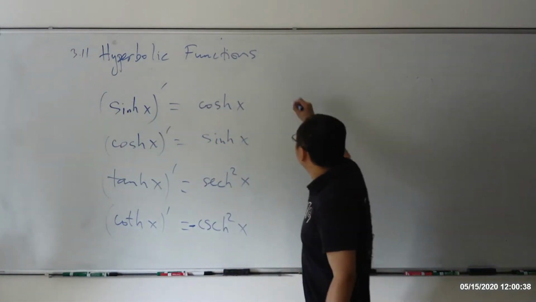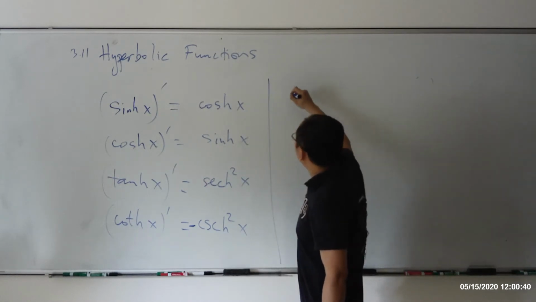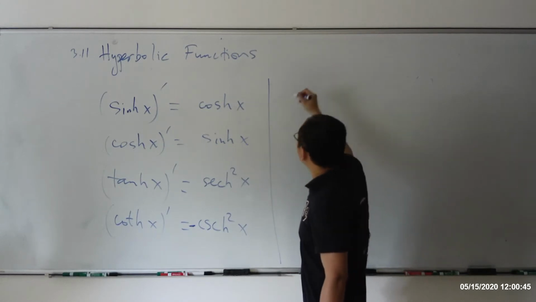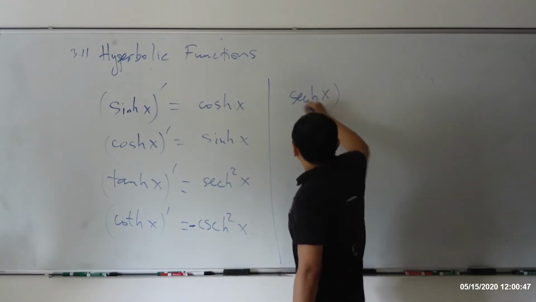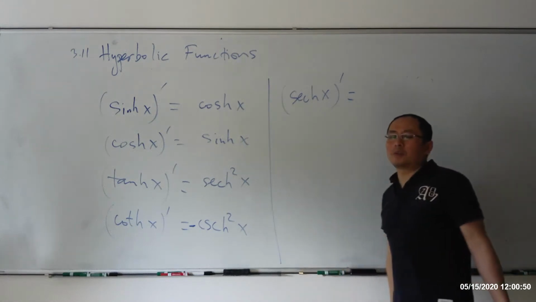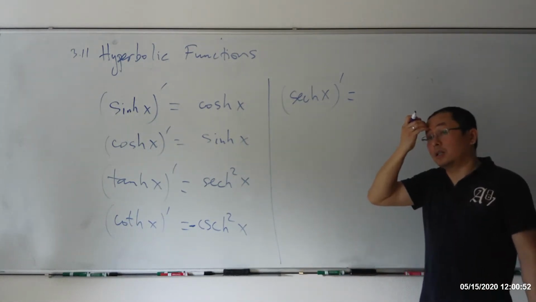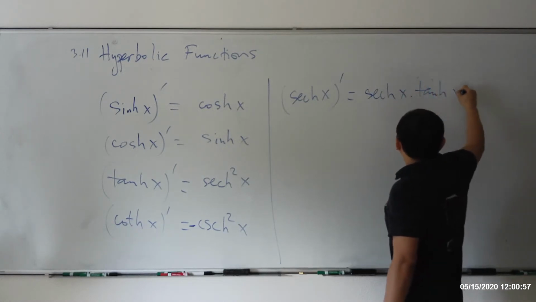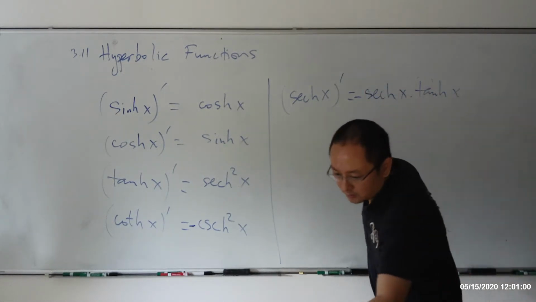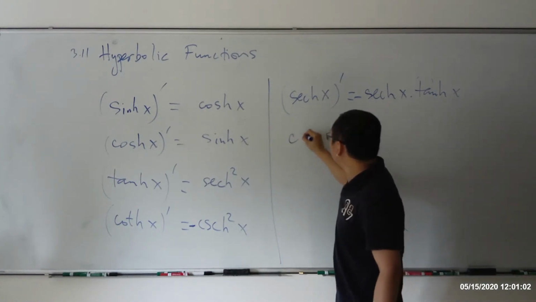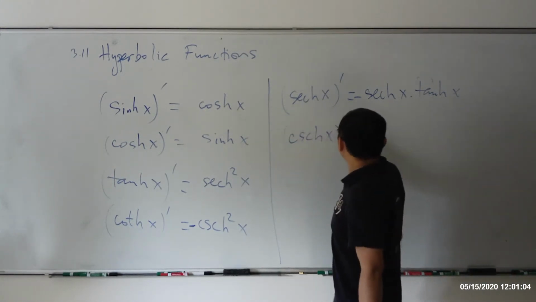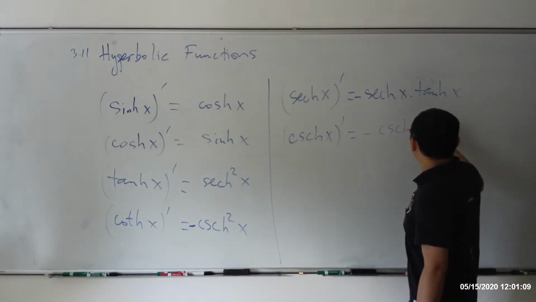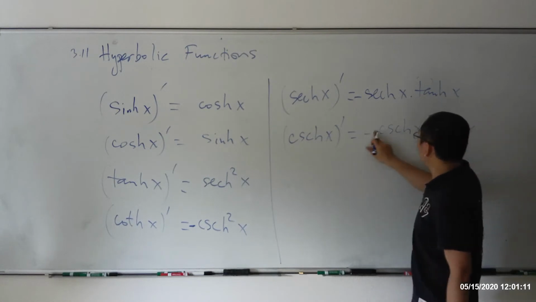Okay, more: sine, cosine, tangent, cotangent, secant. The derivative of hyperbolic secant of x. The regular secant derivative is what? Secant tangent, right? So secant x tangent x. I think it's got a negative in front, let me check. Yes. And then the derivative of cosecant is negative cosecant x times cotangent of x, the negative in front.